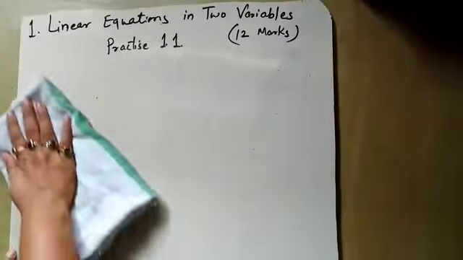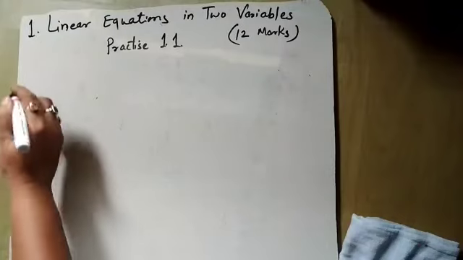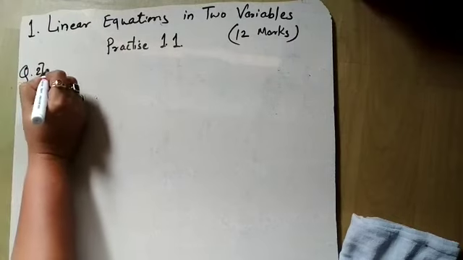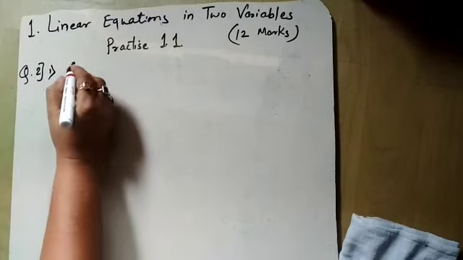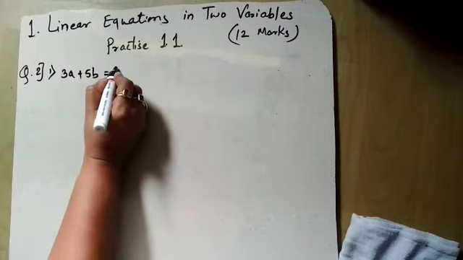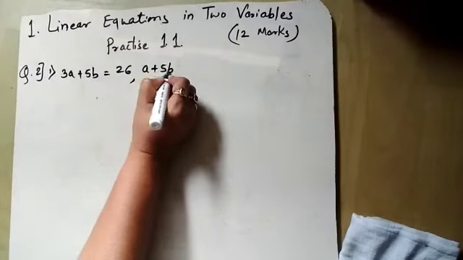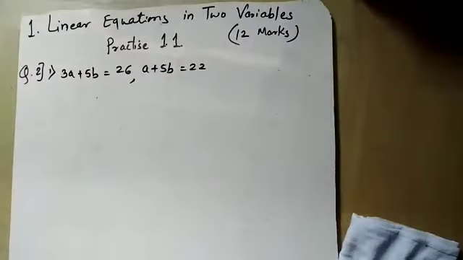Question number 2, the first sum is again a sum of the same type. Question number 2, sum number 1, 3a plus 5b is equal to 26 and a plus 5b is equal to 22. The equations are given in this way.